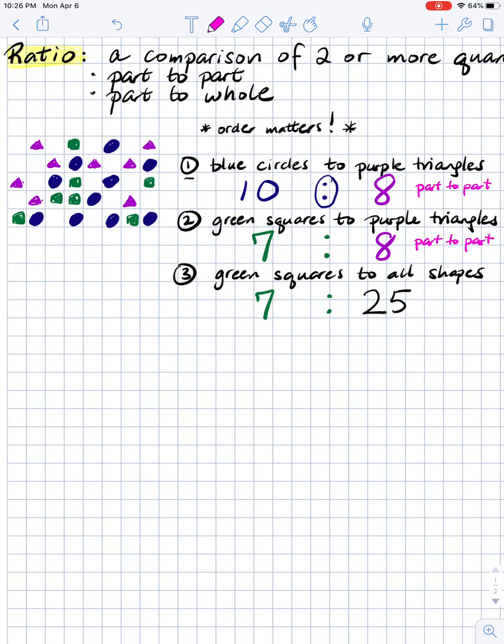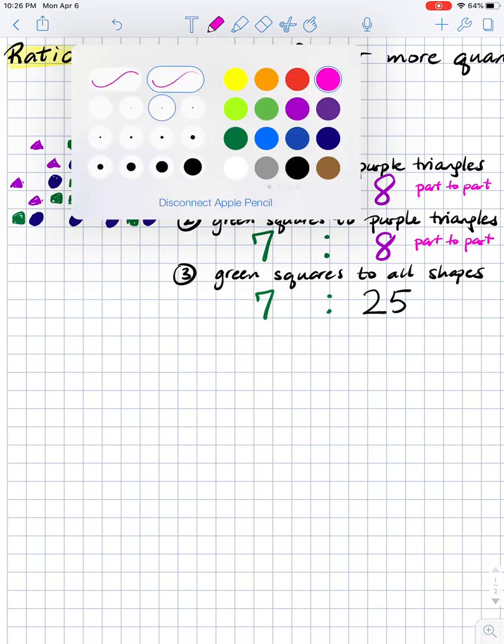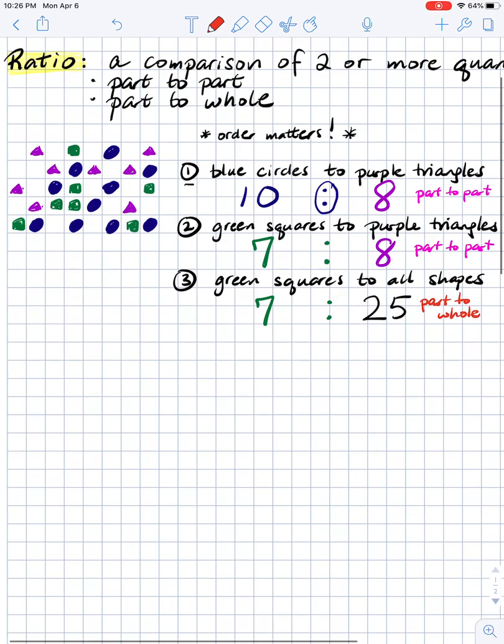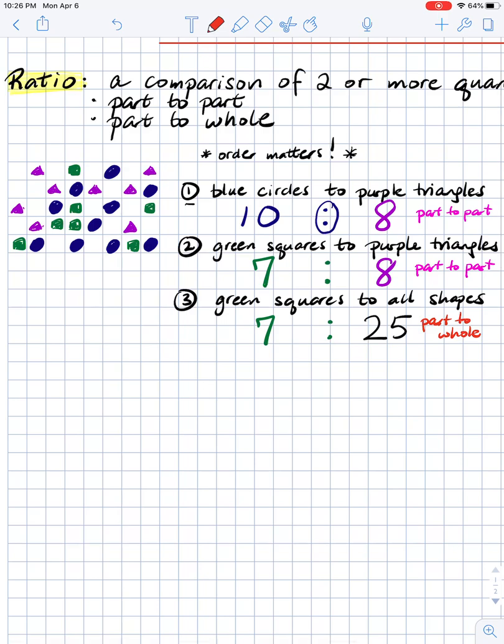Now finally, in number 3, if you look at green squares to all shapes, it's 7 to 25. We know that that's going to be either a part to part or a part to whole. So ask yourself which one it is. And it would be a part to whole because it's comparing a part to the whole. Okay. So those are how ratios can be formed if you're looking at a diagram, for example.